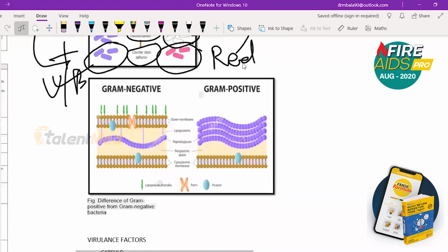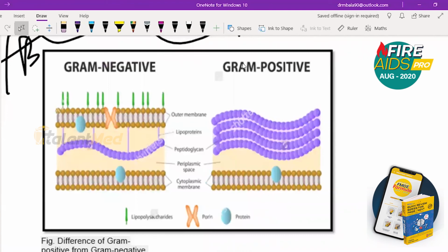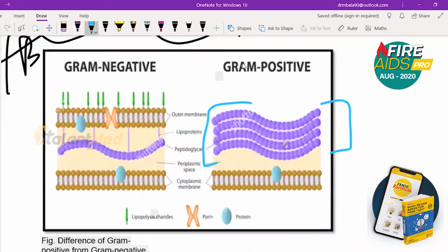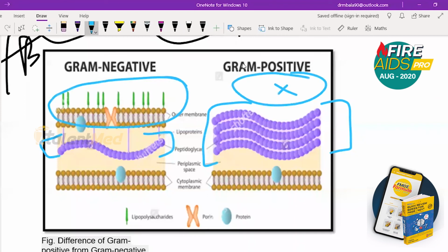Now the reason this is happening is, if you look at the peptidoglycan layer which is given here, gram positive has a thicker peptidoglycan layer compared to gram negative. So it retains the color very well. That is the main difference I want you to emphasize. Then gram negative has an outer membrane, whereas gram positive does not have an outer membrane. If you at least know these 2 points, that should be fine enough.